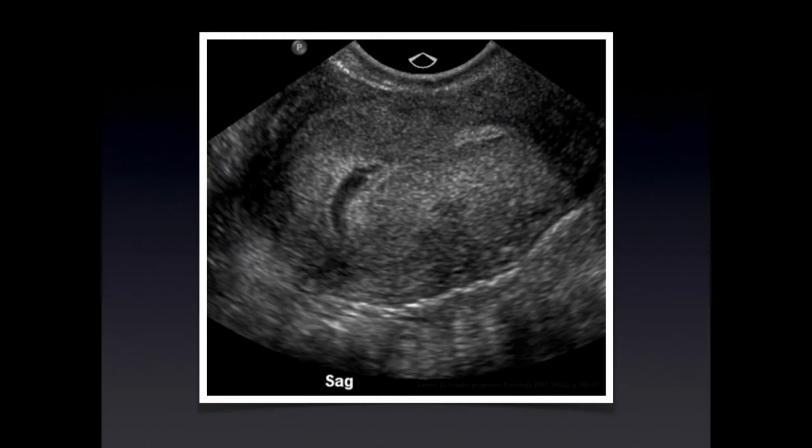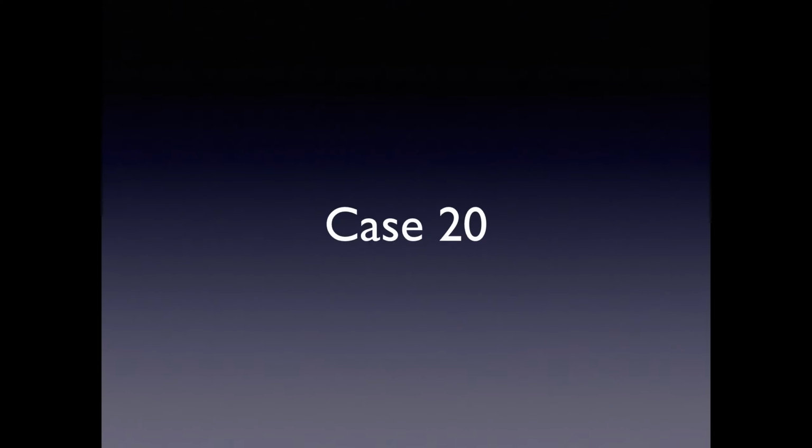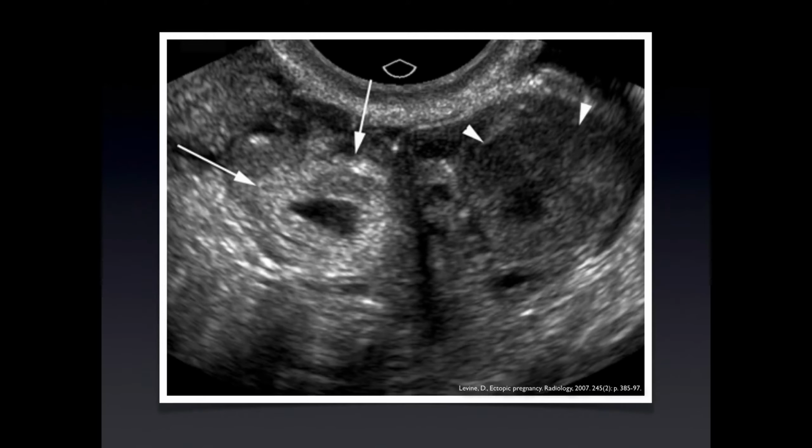Case 19. Here's another great example of a pseudosac. This is not a gestational sac. It does not contain a yolk sac. Therefore, do not be fooled into calling this an intrauterine pregnancy, because it is indeed an ectopic pregnancy. Case 20. Here we have another side-by-side view of a tubal ring and a corpus luteum cyst. Hyperechoic, not hyperechoic.